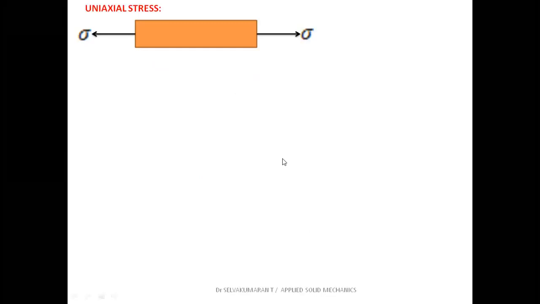Now let us see the uniaxial stress, that is nothing but the stress which is acting in one direction, sigma. So sigma is acting in one direction. Stress is given by the load by area, and strain is given by stress by Young's modulus.